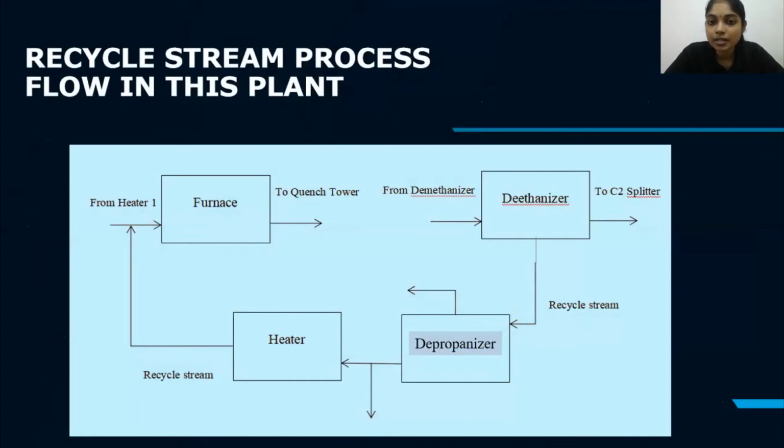The deethanizer bottom product is chosen to be recycled into the furnace. This bottom product is chosen because of the components butane, hexane and pentane, where it has been mentioned earlier that the furnace will burn the butane. So it is reasonable to choose the bottom product of the deethanizer, where the composition of butane itself is quite high. Two units are added in this recycle stream, which are the depropanizer and the heater.